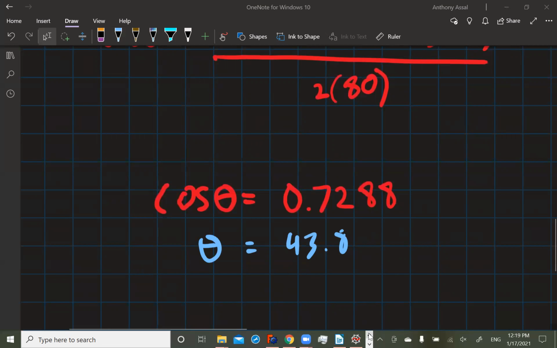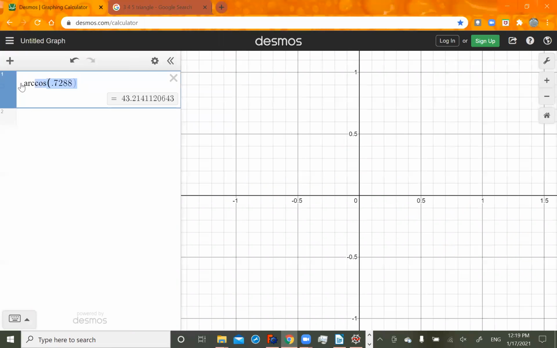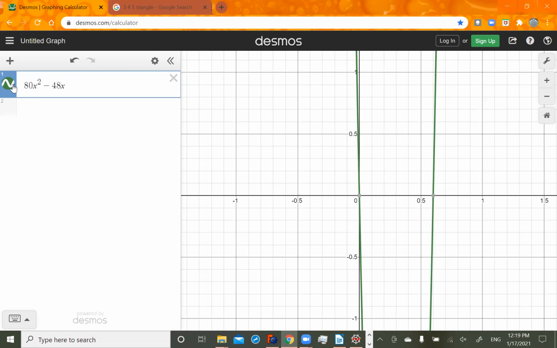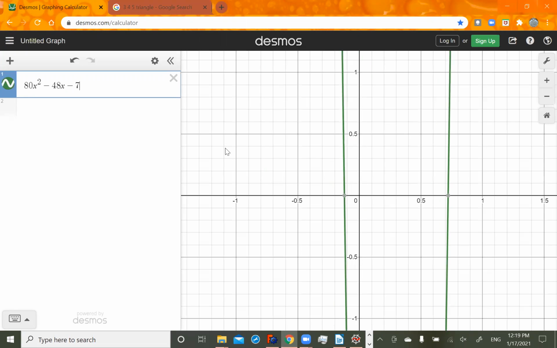7288. Okay. Oh, you know what? It's probably somewhere close to 7288, but not exactly. Another way we can do it, let's just draw it out. We have 80x squared, I believe it was minus 48x minus 7. Okay, 7213. So we're a little bit off. 7213. So this is another way you can solve it.